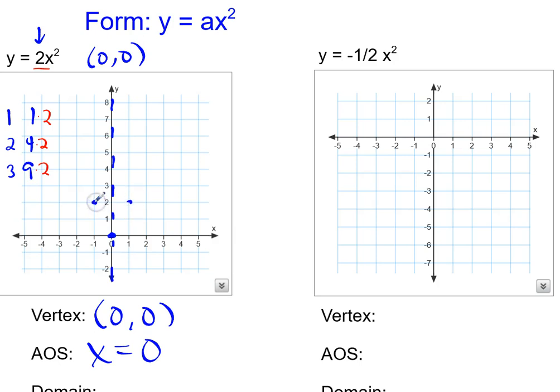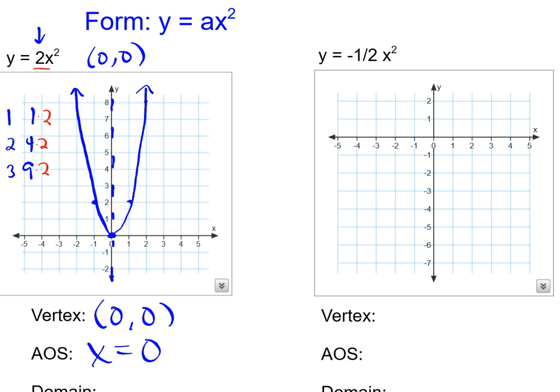I'm going to do that on both sides of the axis of symmetry. Over 2, up 8. Since that's all I can fit, I'm going to try to draw a smooth curve through those points. Put my arrows up on the end. Now once we've looked at this, we can answer some questions.